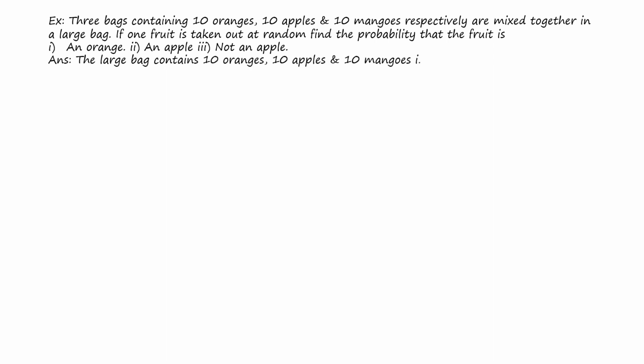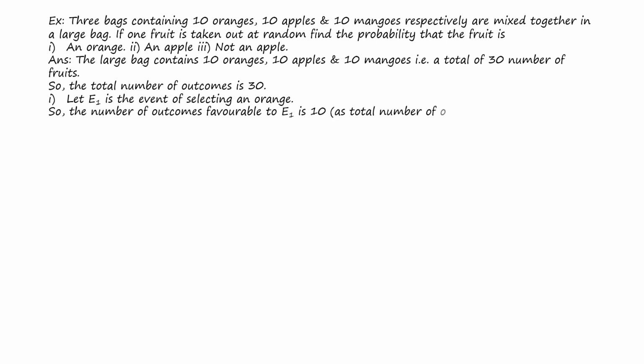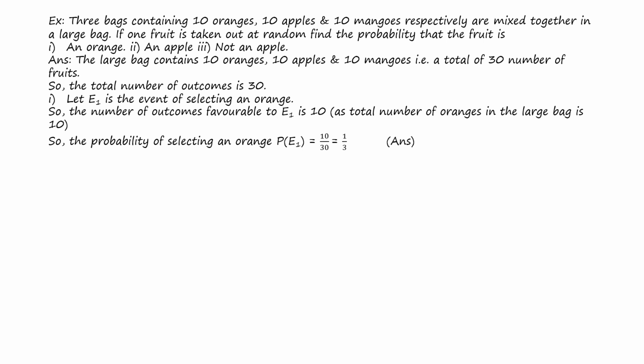So the large bag contains 10 oranges, 10 apples and 10 mangoes. That means a total of 30 fruits. So the total number of outcomes is 30. Now first bit, E1 is the event of selecting an orange. Now how many oranges are there in the large bag? 10. The number of outcomes favorable to E1 is 10, as the total number of oranges in the large bag is 10. So the probability of selecting an orange, or P(E1), equals 10 by 30, which equals 1 by 3. That is the answer.